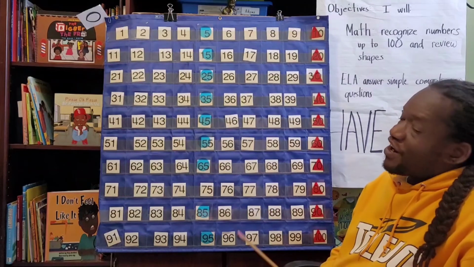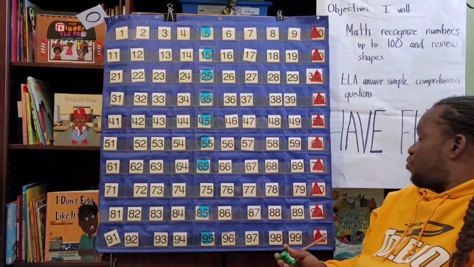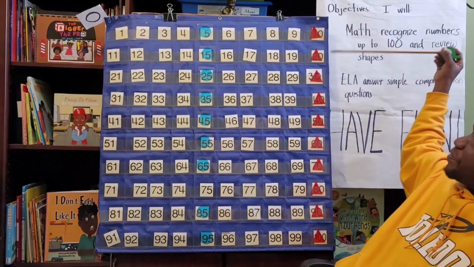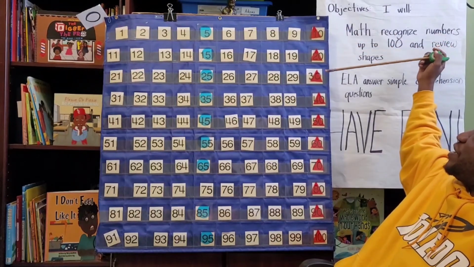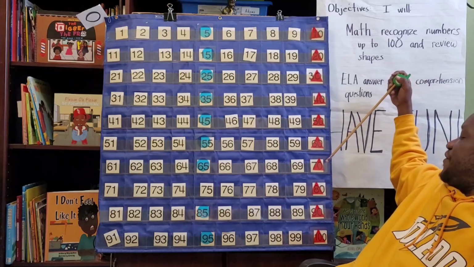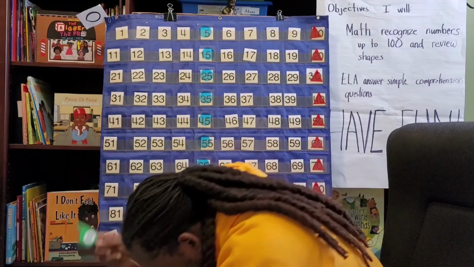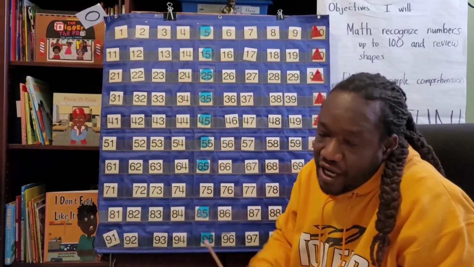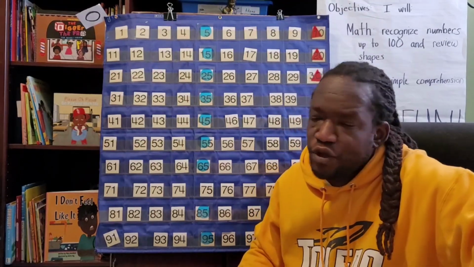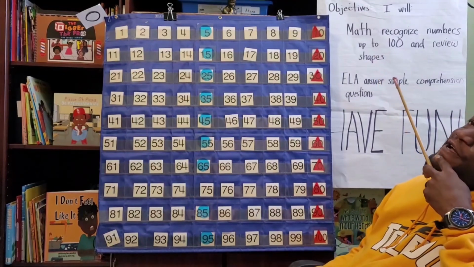Oh! All right. Now we're going to skip count by 10s from 0 to 100 by 10s. 0, 10, 20, 30, 40, 50, 60, 70, 80, 90, 100. We made it to 100. While we're at the number chart, I'm going to give you a number, and I want you to try to find it on the number chart.